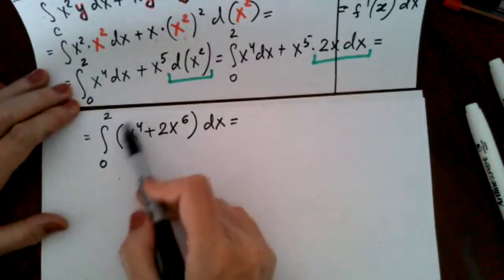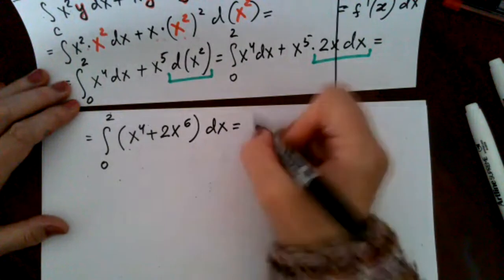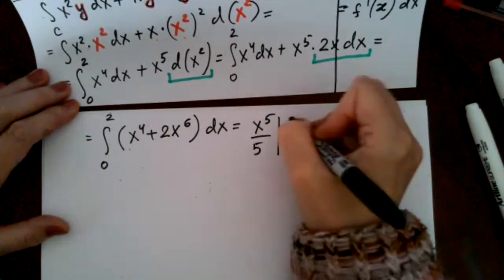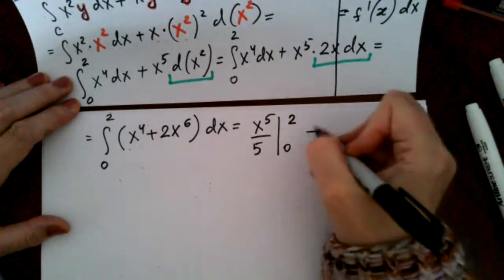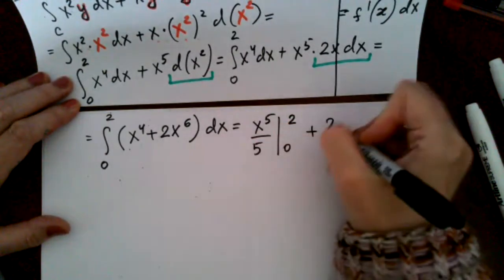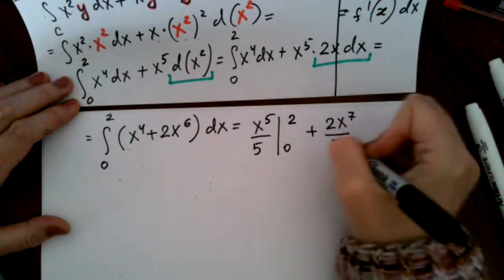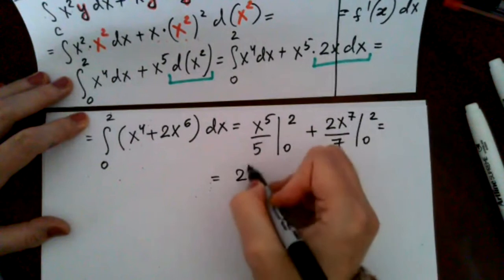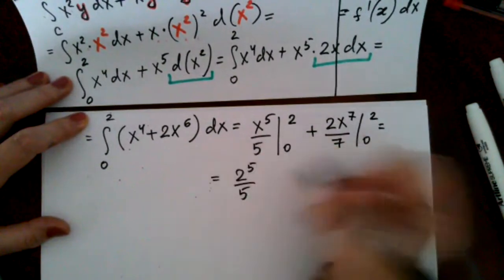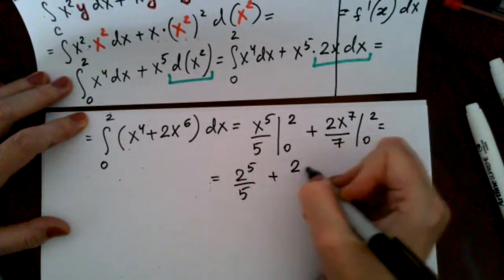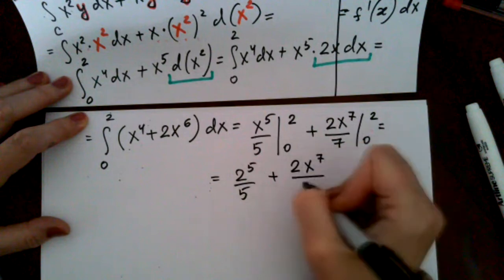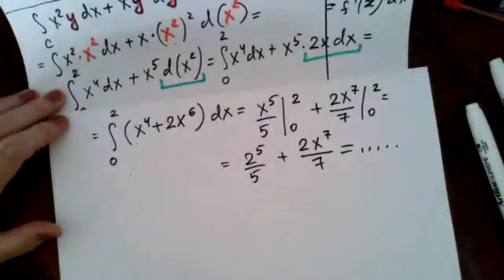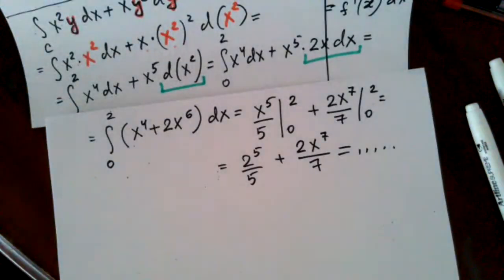Let's integrate it. So the integral from the first term will be x to the power of 5 divided by 5, and limits from 0 to 2. And as for the second term, it will be 2x to the power of 7 divided by 7 from 0 to 2. And finally, we have 2 to the power of 5 divided by 5 minus 0, plus 2 times 2 to the power of 7 divided by 7 minus 0, and is equal to, and so on. I'm not going to finish my calculations. It's too boring, I think, for everyone.